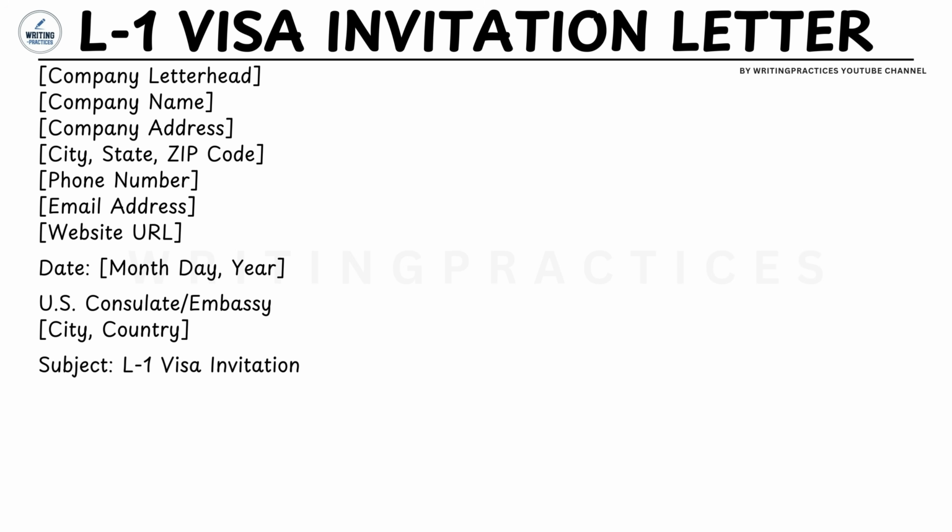Subject line, what the letter is about. Next comes the subject line, which tells the officer exactly what the letter is about at a glance. Subject: L-1 visa invitation letter for employee's full name. This is a short but powerful line. You're identifying the purpose of the letter and including the employee's full legal name as it appears on their application. This helps link the letter to the visa file and ensures clarity from the beginning.